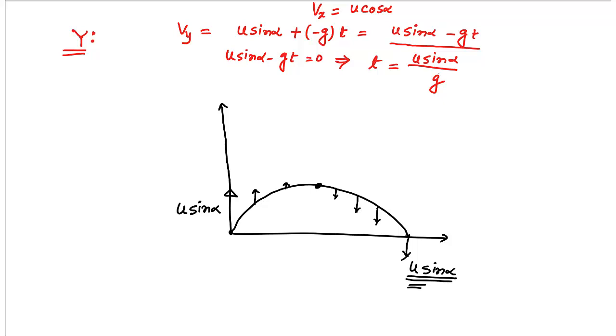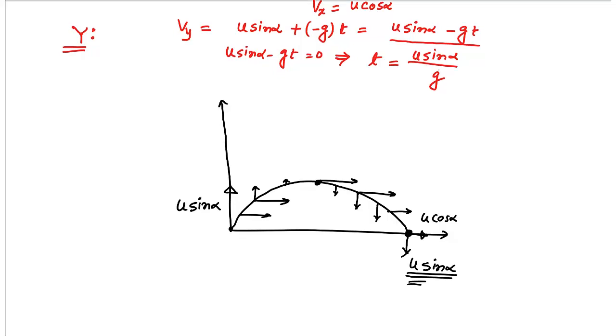So at this point of time x velocity is always constant, that is u cos alpha. So this is u cos alpha, this is always constant. So x velocity at any point of time in the motion of projectile is always u cos alpha. Only the y velocity is changing. So this basically decreases, comes to zero at a certain point of time, then it becomes negative, and finally the magnitude is the same as the initial velocity at the point of landing, but the direction is opposite.